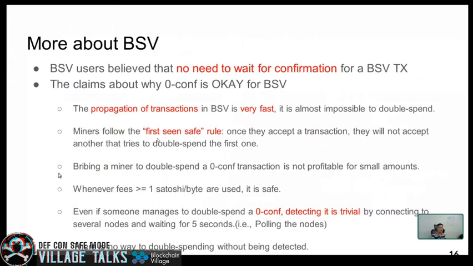Namely, if a miner includes one transaction with this input, and later is presented with another transaction with the same input, then the miner will consider that a false one and just accept the first one. So once they accept the transaction, they will not accept another one trying to revert the first one or do something else malicious. So this is the first-seen-safe rule.